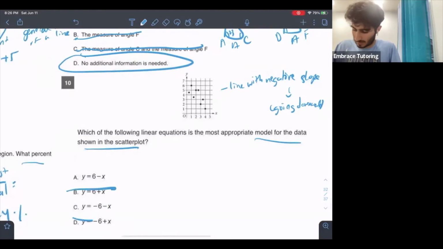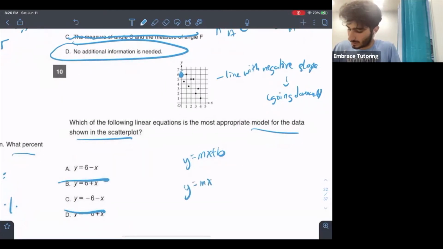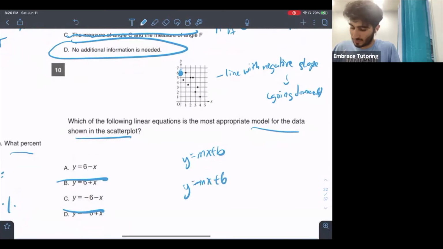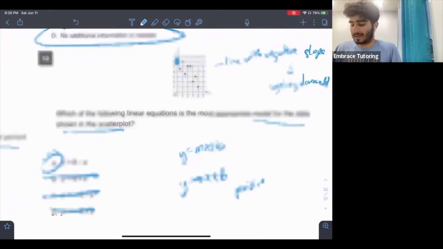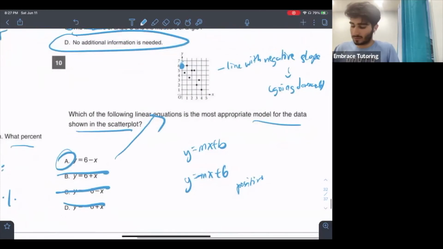Meaning it can't be this one and it can't be this one because they have a positive slope. And the y-intercept is around the 6 mark. So you know it's y equals negative mx plus 6. Since 6 has to be positive, it can't be choice C, it has to be choice A. And so that is our answer for question 10. You have to match.